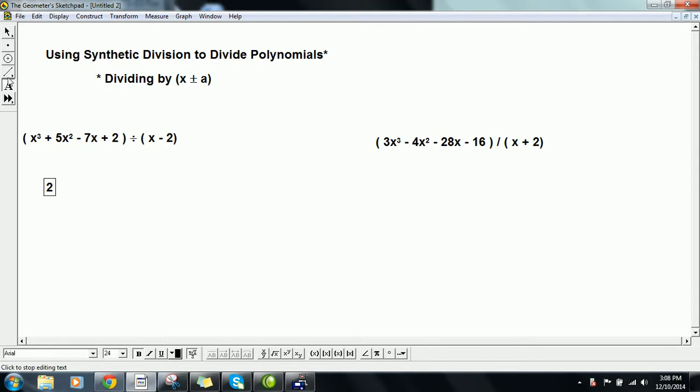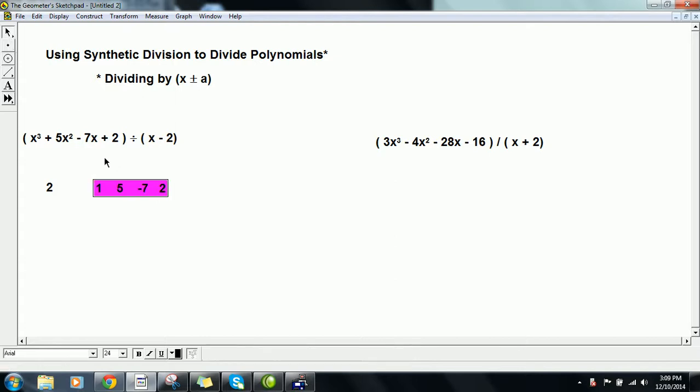Then I'm going to line up all the coefficients of the numerator, in descending order from the highest degree term to the lowest constant. So my coefficients will be 1, 5, negative 7, 2. I'm going to line all those numbers up: 1, leave some space, 5, negative 7, and 2.